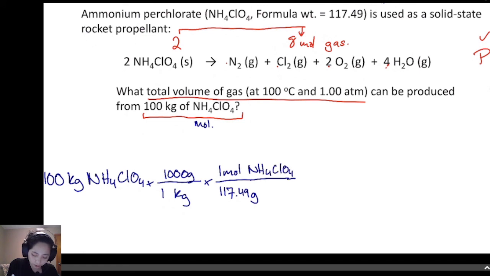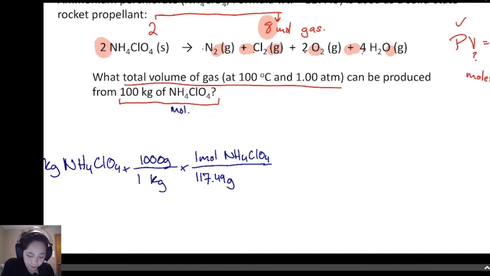So now I'm in moles of NH4ClO4, and now that I'm in moles, I can use stoichiometry. I can say, okay, for every 2 moles of ammonium perchlorate, I can make 8 moles of gas total, because I counted all of these up. You could do this for all of them singularly, but why would you want to do that? Because you're going to end up just adding them all up anyway, right? You could do this reaction and say, for every 2 moles of ammonium perchlorate, I make 1 mole of nitrogen. Now I have to do it again for making 1 mole of chlorine. Okay, I make 2 moles of oxygen. See, you can just add them up.